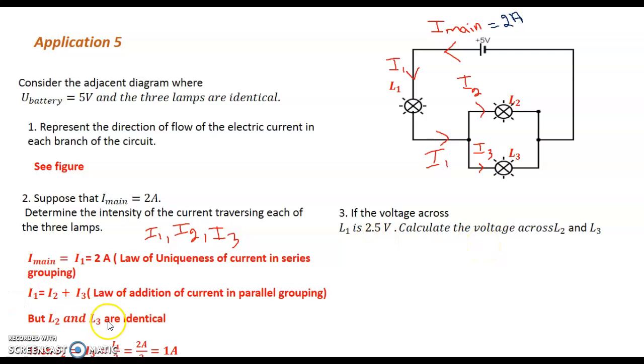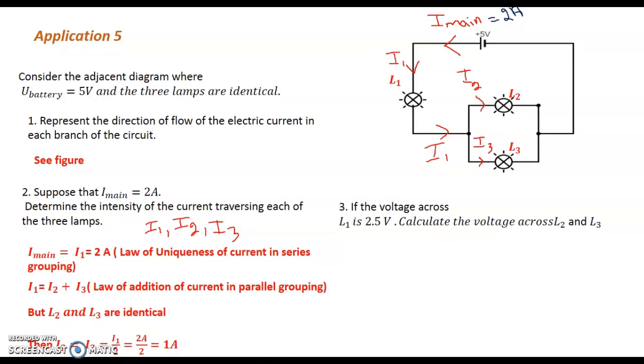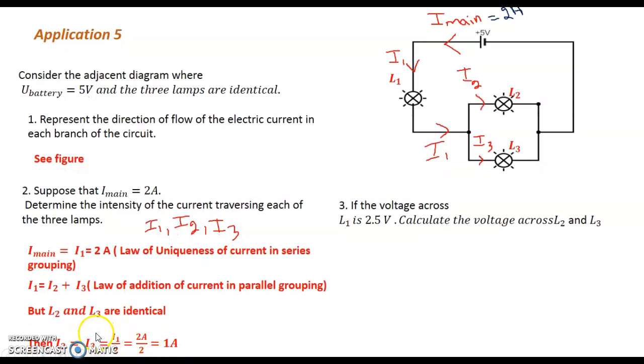But L2 and L3 are identical. So because they are identical, this means that as long as I1 is additive, so the current is additive in this case, and these lamps are identical, then the current is divided equally between them. So I2 is equal to I3 equals I1 over 2 equals 2 amperes divided by 2 equals 1 ampere.